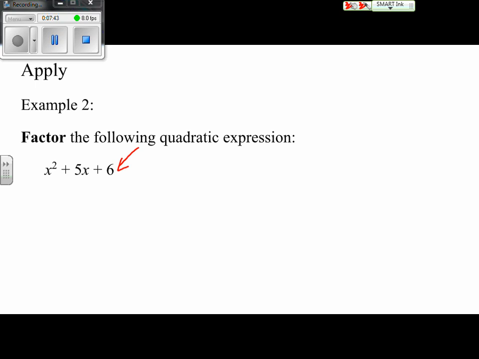Our c term is 6. So I want to list all the numbers that could multiply to be 6. Well, let's start with the lowest number. And again, only focusing on whole numbers. So we have 1, and 1 times 6 gives me 6. Then the next biggest number that goes into 6 or divides evenly is 2. And 2 goes into 6 3 times.